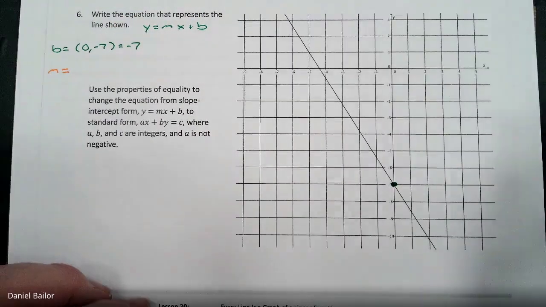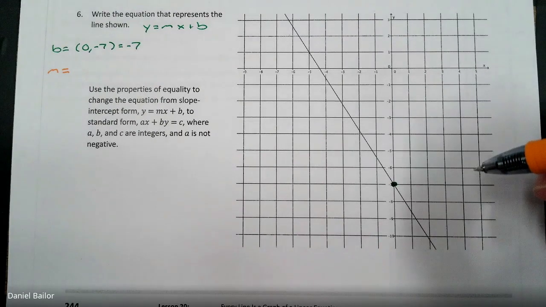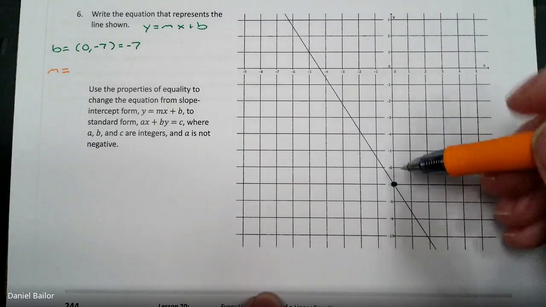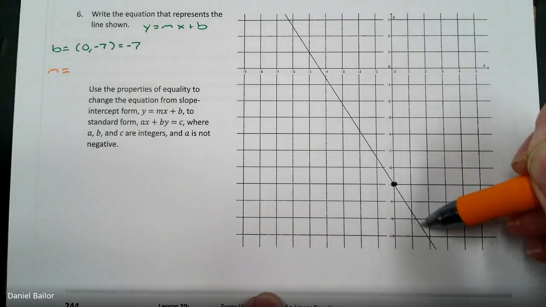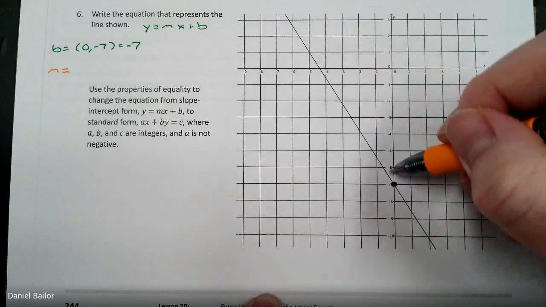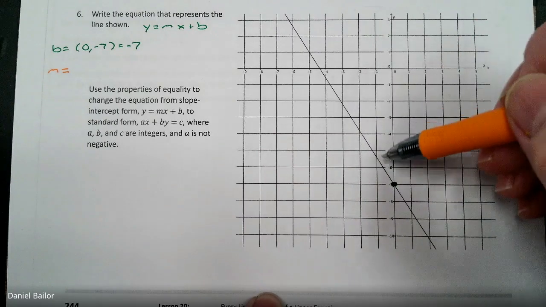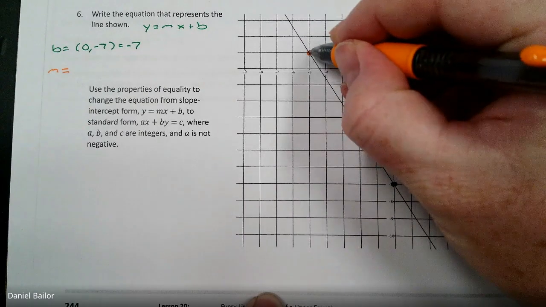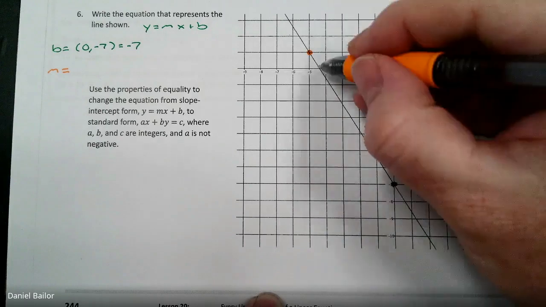Well, let's check the slope. Let's try to find another point on the line. Okay, well, here's a tough one. We need to find another intersection. So it intersects exactly there, but that's off, that's off, that's off. Well, where can we find where it crosses at integers, at whole numbers? We have to go all the way up here to find another place where it crosses. I hope you went that far.